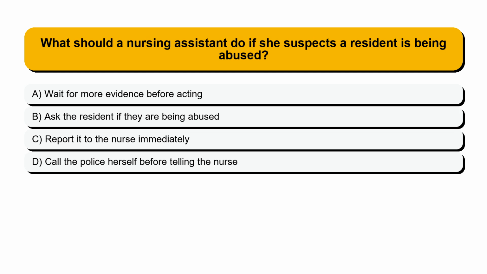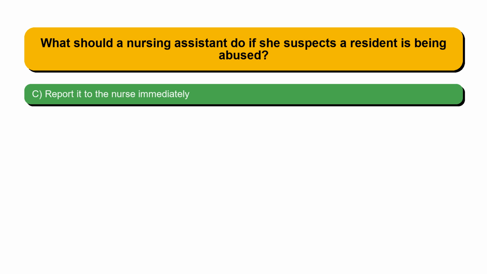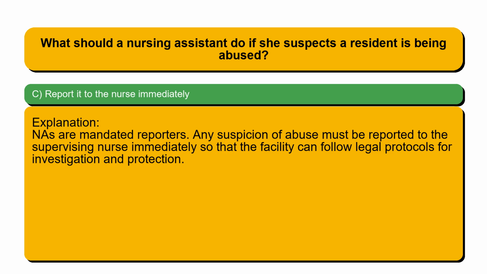Ask the resident if they are being abused. Option C, report it to the nurse immediately. Option D, call the police herself before telling the nurse. The correct answer is option C, report it to the nurse immediately. NAs are mandated reporters. Any suspicion of abuse must be reported to the supervising nurse immediately so that the facility can follow legal protocols for investigation and protection.